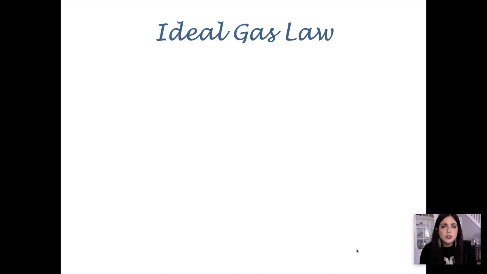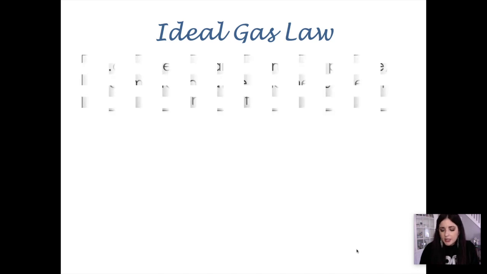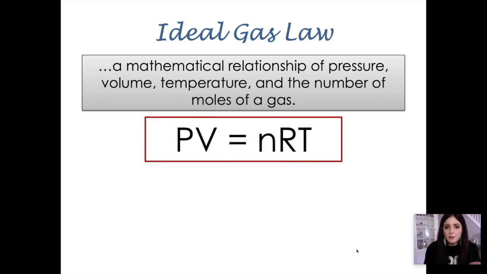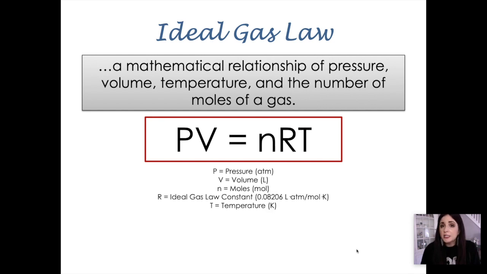Ideal gas law, super crucial. The ideal gas law is a relationship between pressure, volume, number of moles, and temperature. So if I had a gas at some volume, some pressure, and some temperature, how many moles of the gas would you have? PV equals nRT, where P, of course, is pressure, V is volume, n is the number of moles, R is a constant, and R is 0.08206 liters atmospheres per mole Kelvin, and T is temperature.